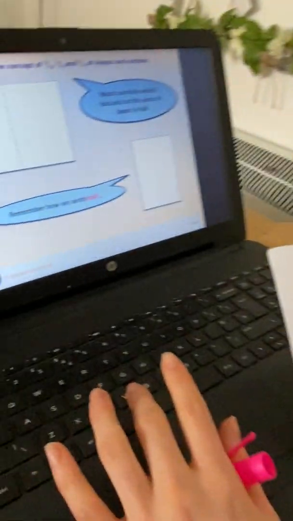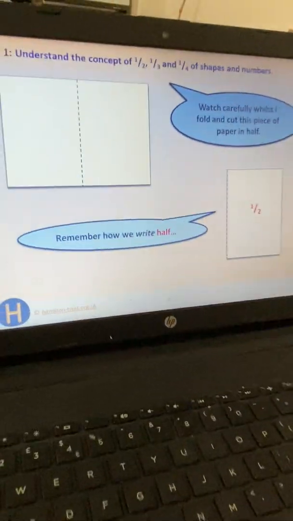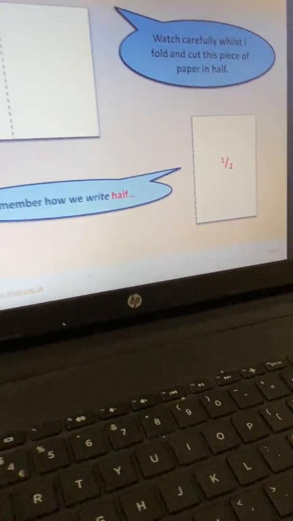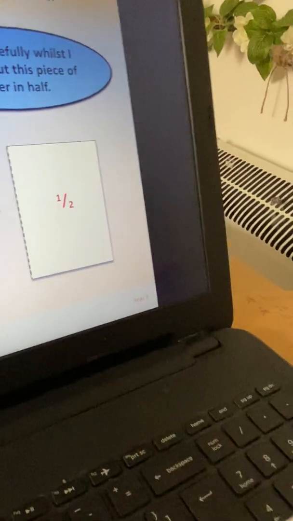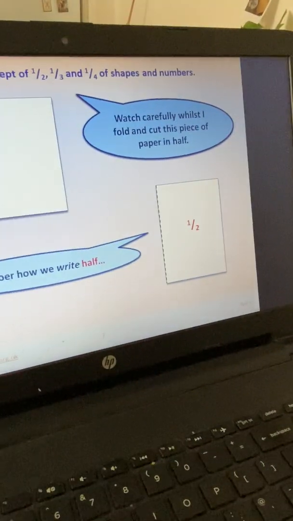So a half. Half like that, okay? It is diagonal on this PowerPoint, but it is written like that, okay? Please don't do it diagonal like this. That's not how we're writing it. We're writing it straight down like we've always done, okay?